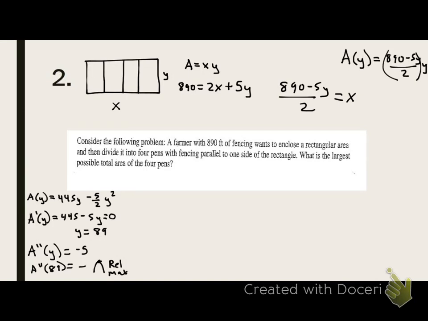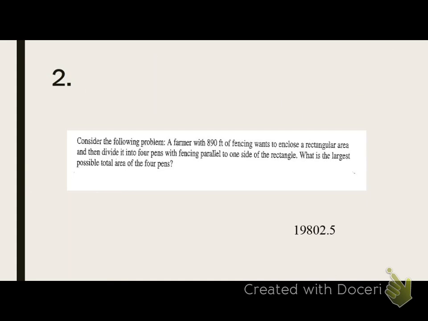We plug in, I would go right here. Just plug in right here. 890 minus 5 times 89. Hit enter. Divide by 2. That's not, what is, I didn't mean to, doggone it, I just lost my entire work. Okay, you guys got to help me here. What's x?